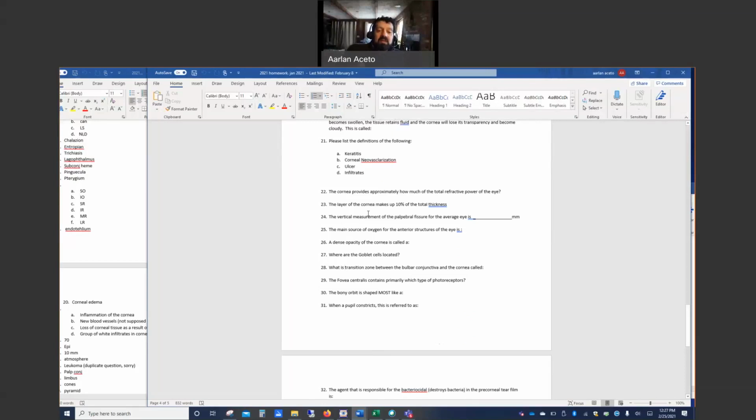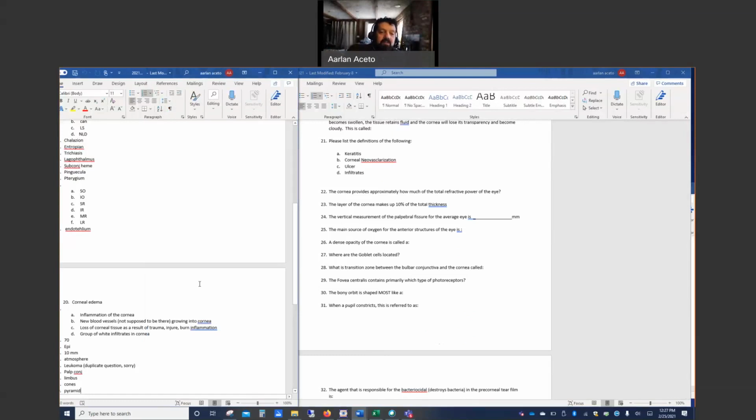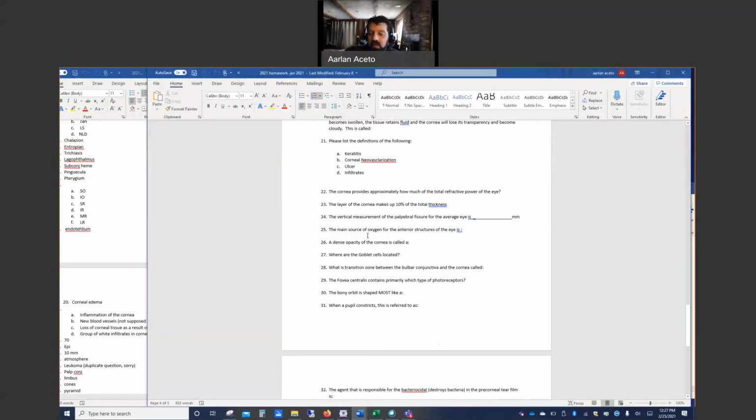This layer cornea makes up 10% of the corneal thickness. I didn't like the question, except it was right out of the reading. 90% is the stroma. The epithelium is 5 to 7 layers. That's about 10%.